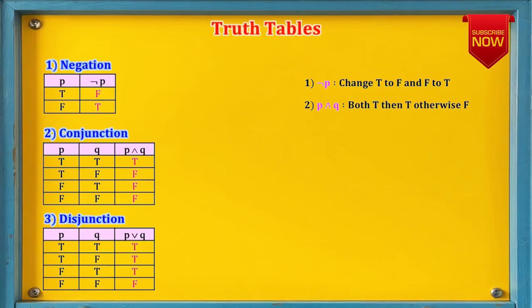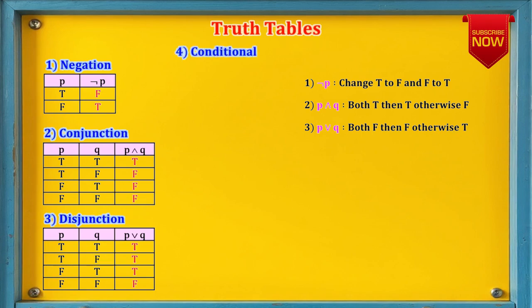Third, disjunction. There are two statements, P, Q, so we have four possibilities, TT, TF, FT, FF. The disjunction is denoted as P or Q, like this. Here, the condition is if both are false, then the answer is false. Otherwise, true. So remember, for P or Q, if both are false, then the answer is false. Otherwise, true.